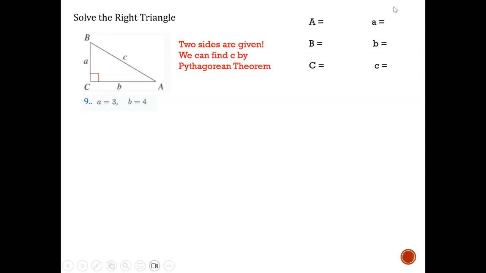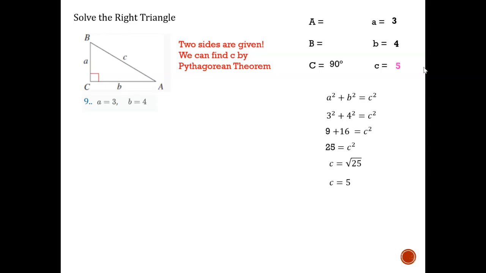My A is 3, my B is 4, and my C is 90 degrees, the angle. So let's first solve for side C, right? So 3 squared plus 4 squared equals C squared. 25 equals C squared. So C equals the square root of 25. C equals 5. So I found little c.